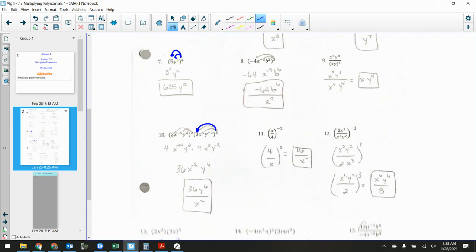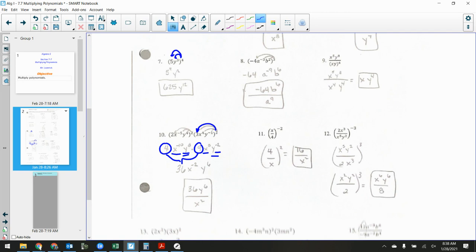Okay. 3 to the 2nd is not 6. 3 to the 2nd is 9. And then x to the 8th, y to the -2nd. We combine here. That would be my x to the -2nd. We combine here. This is y to the 8th and y to the -2nd. We get y to the 6th. And then 9 times 4 is 36. Move the -2nd to the bottom, x to the +2nd.